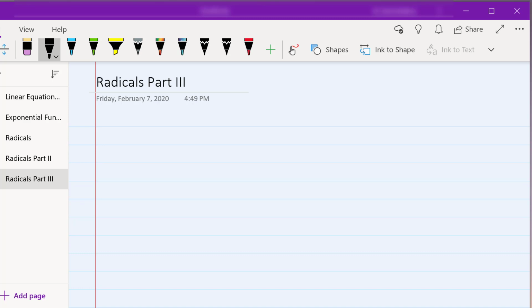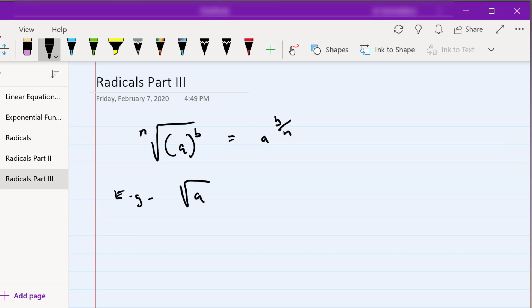Let us continue our treatment then with radicals, and let us consider the nth root of a to the power of b. This can be rewritten as a to the b over n. For example, if I look at the square root of a, we can think of this as an index 2 and a raised to the first power. So this is a to the 1/2.